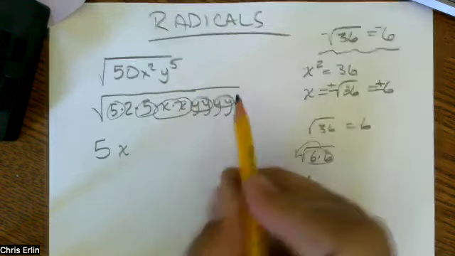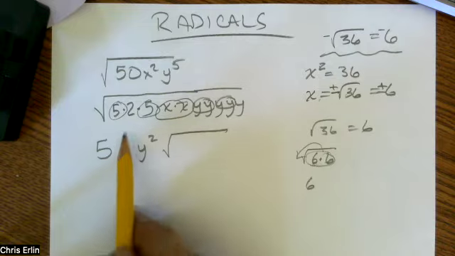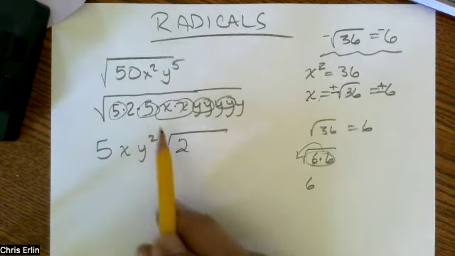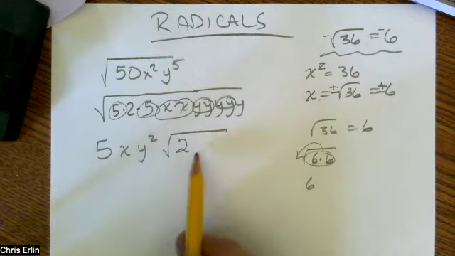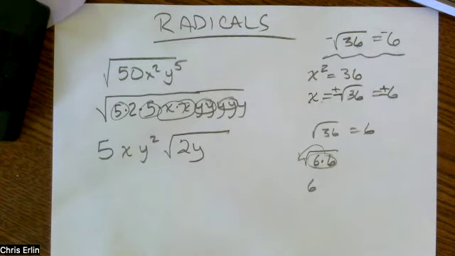Good. Here's one Y. Here's another Y. So we take out a Y squared. Who's left inside looking for love? 2. No X's. We used all those up, but there is one Y. So this is the simplification of a radical.